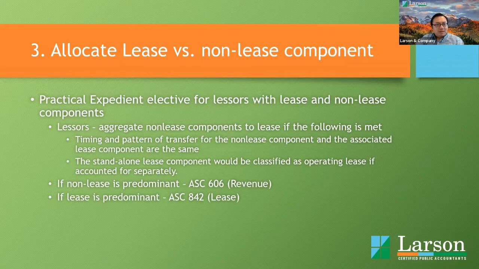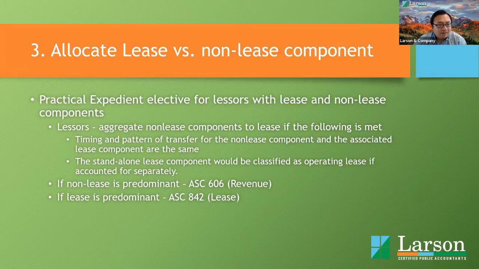There is a practical expedient that I want to mention, though. If you are applying this practical expedient for old leases during the transition time, it does allow lessors to aggregate non-lease components with lease components if the following is met: the timing and pattern of transfer for the non-lease component and the associated lease component are the same, and the standalone lease component would be classified as an operating lease if accounted for separately. So there is a practical expedient for lessors, so that you could simplify it.